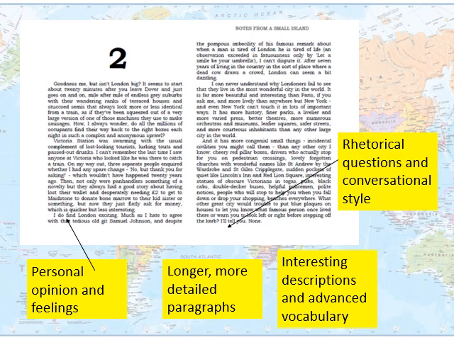Okay, I've picked out some aspects of the travelogue, which is what the first one was, that you can use in your comparison in a bit. It's got lots of personal opinion and feelings and reactions. It's got longer, more detailed paragraphs. It's got interesting descriptions and advanced vocabulary. It's written properly. It may be a first person, very subjective account, but it's actually written very properly. It's got rhetorical questions and a conversational style. So write those down. You're going to need those.